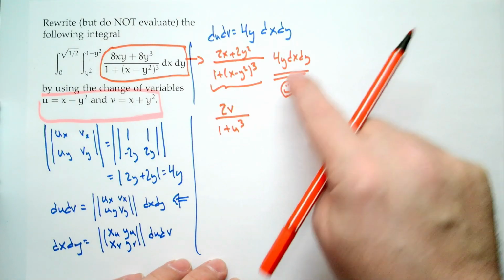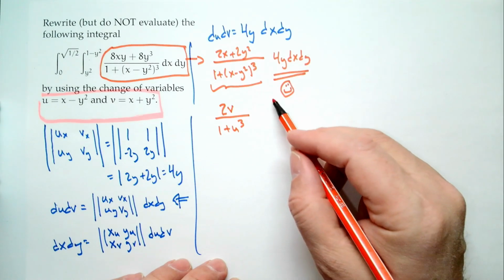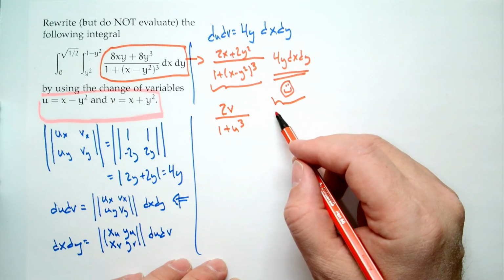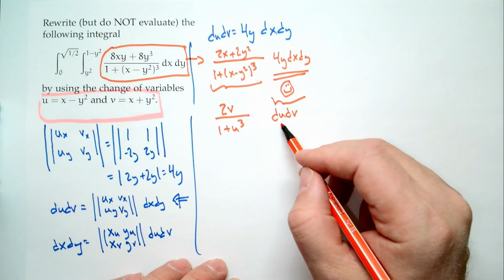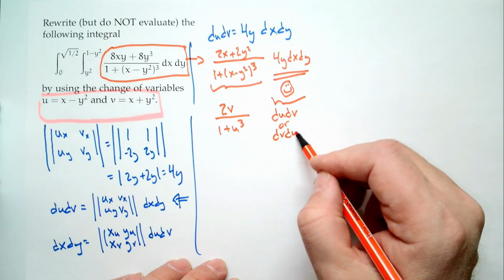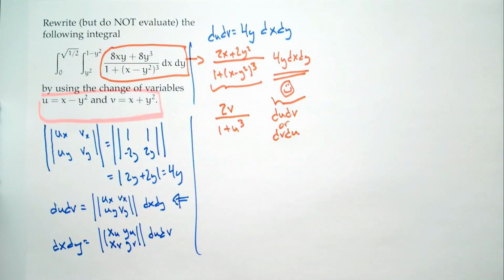This part here is going to become our du dv, or possibly our dv du. It just depends on what happens with the bounds. We'll figure that out in a second. And so we have our function, we have our du dv, life is good. What's our last thing to do? Yeah, we change the bounds. And when we say change the bounds, what we really mean is let's describe our region.